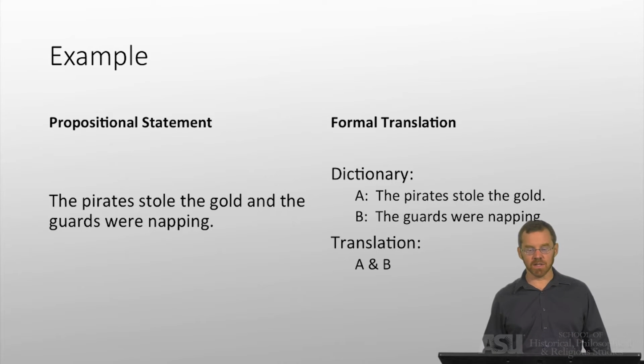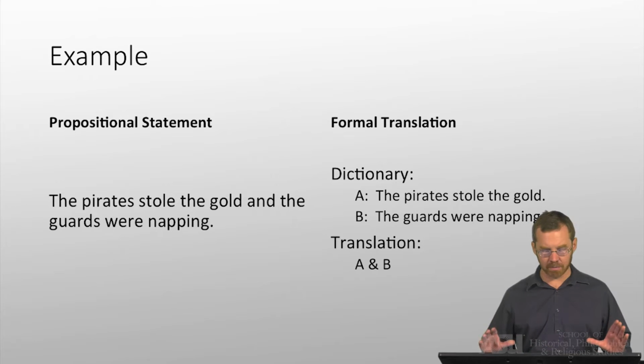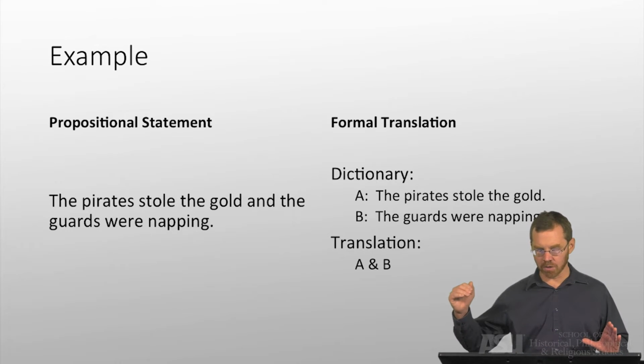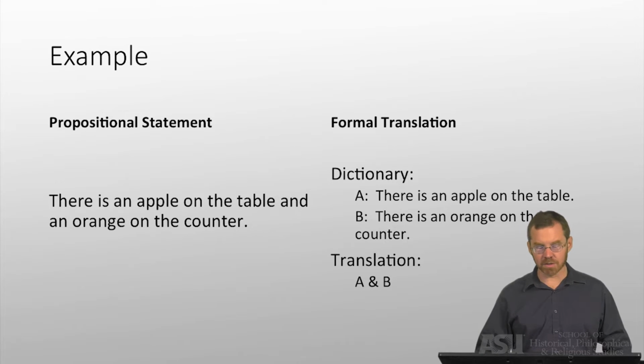So let's look at that using examples. Here's the one we had before. The pirates stole the gold and the guards were napping. A, the pirates stole the gold. B, the guards were napping. A ampersand B. We can do pretty much the same thing with there's an apple on the counter and an orange on the counter. Dictionary: A, there's an apple on the counter, and B, there's an orange on the counter. A ampersand B.